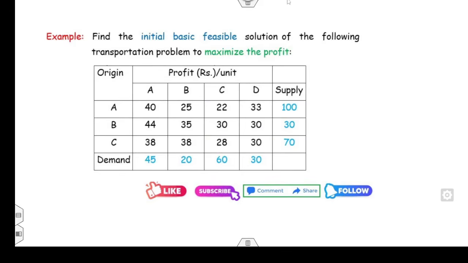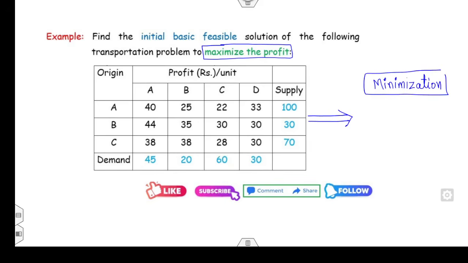Okay, find the initial basic feasible solutions. Now you can see this problem is maximization. Fine. So your target is firstly to convert this problem into minimization. So how will we convert it into minimization? It's very simple. Look at these numbers. Check balanced and unbalanced later, only after converting to minimization. You have to first convert to minimization and then check whether they are balanced or not.